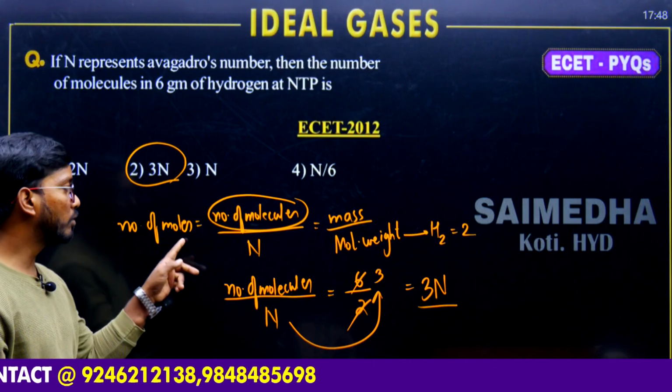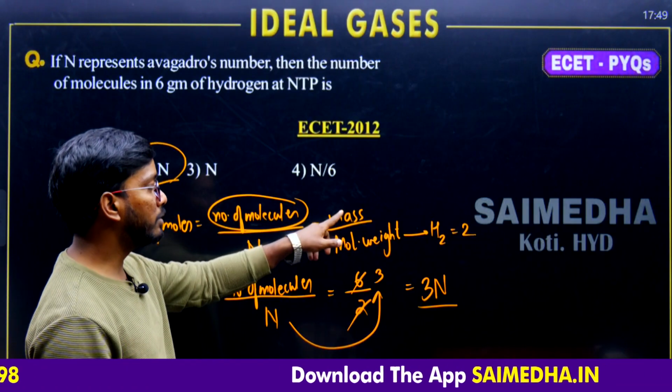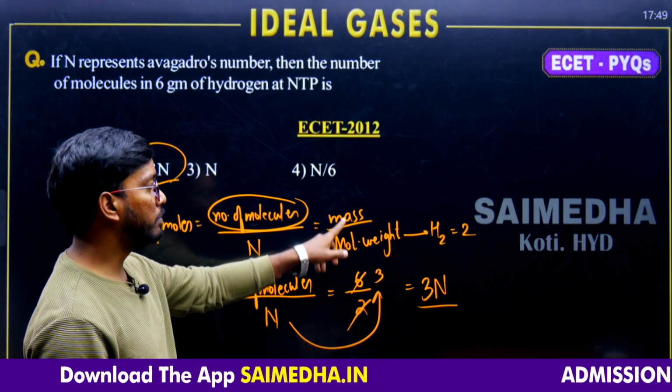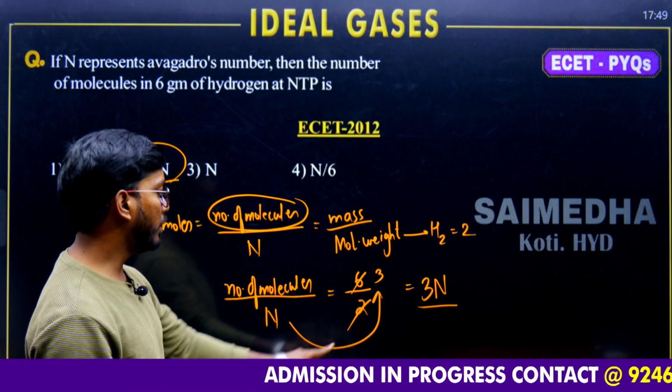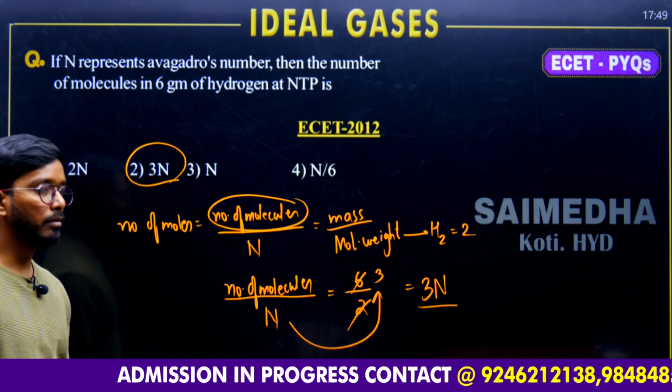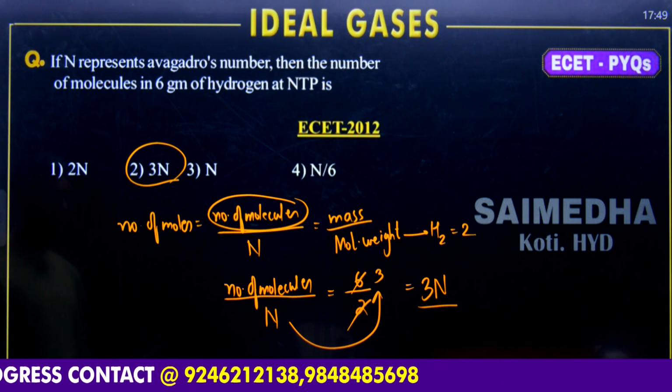Formula you have to memorize. Number of moles is equal to molecules by Avogadro number, mass by molecular weight. Mass is given, molecular weight we know, mass by molecular weight is 6 by 2, which is 3. 3 into the Avogadro number N, 3N is your final answer for number of molecules. This appeared in the ECET 2012.